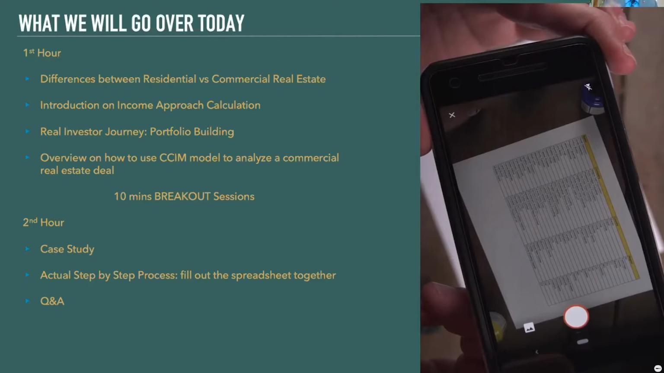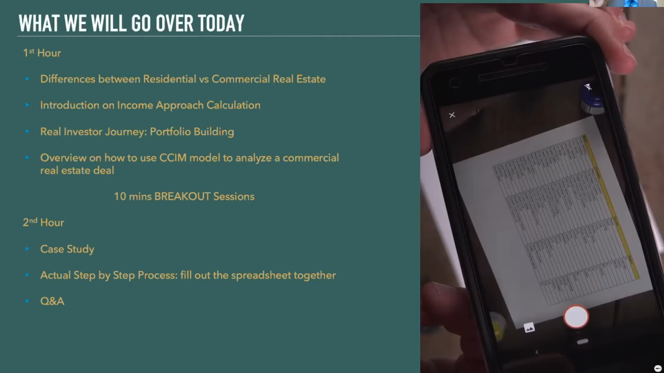Then she's going to give you an overview on how to use the CCIM model to analyze a commercial real estate deal. Then we're going to do something pretty fun: we're going to break out for about 10 minutes in breakout sessions. The goal of this is to spur networking. A big part of what we do at CCIM is we have structured networking in almost every event, every class, everything that we do. Networking is ingrained. So we're going to do that online for about 10 minutes, and we're going to have some fun in the breakout sessions.